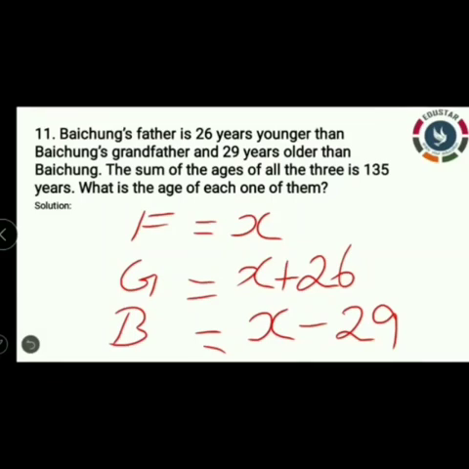Here, the given condition: the sum of the ages of all three is 135 years. So, x plus x minus 29 plus x plus 26 is equal to 135. Here x means Baijung's father's age. x minus 29 is Baijung's age. x plus 26 is Baijung's grandfather's age.